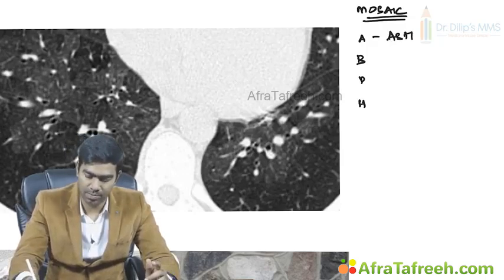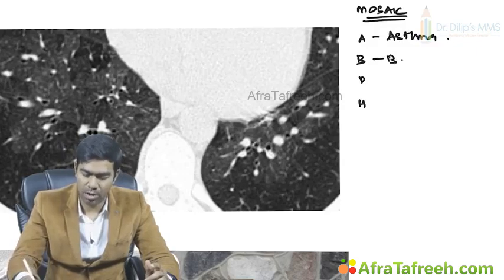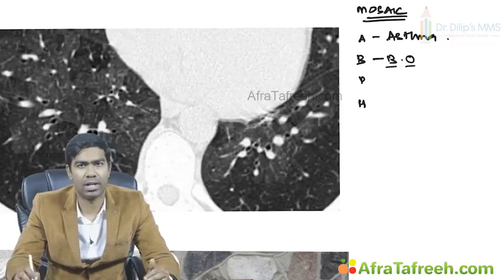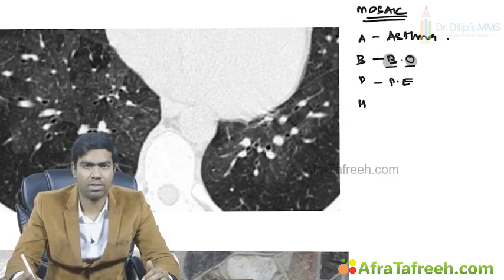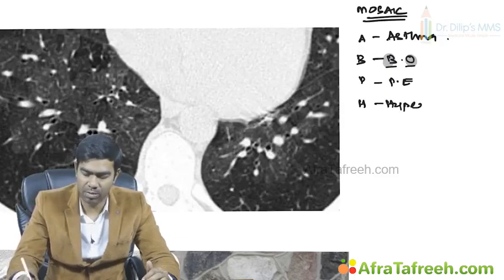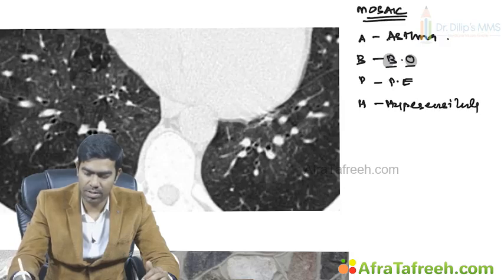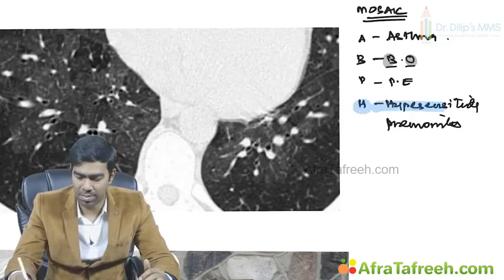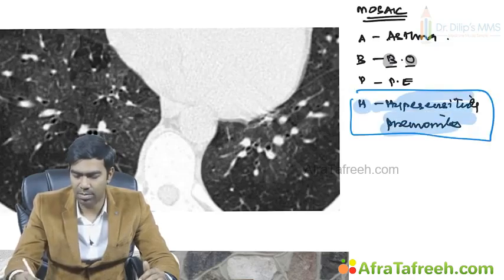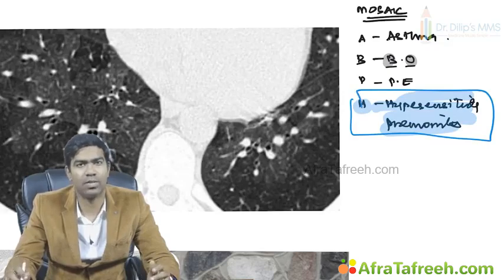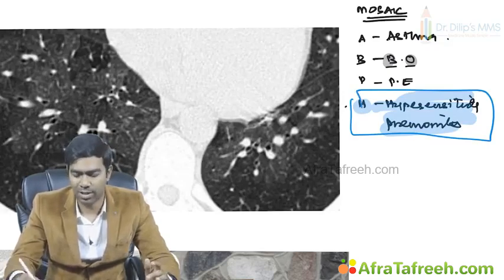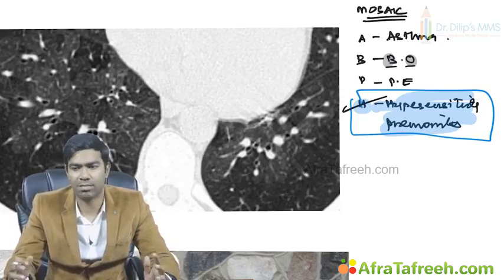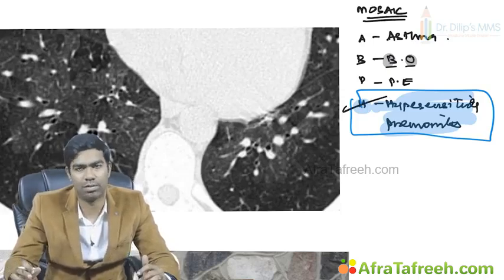A stands for asthma. And B stands for bronchiolitis obliterans. Typically after lung transplant, you can encounter this bronchiolitis obliterans. P stands for pulmonary embolus. And H stands for hypersensitivity pneumonitis. But where this mosaic pattern is most important is hypersensitivity pneumonitis. In our radiology department, in my practice, whenever they give mosaic attenuation, I always think about hypersensitivity pneumonitis as the first possibility, especially if the patient is coming with a history of some typical organic exposure.